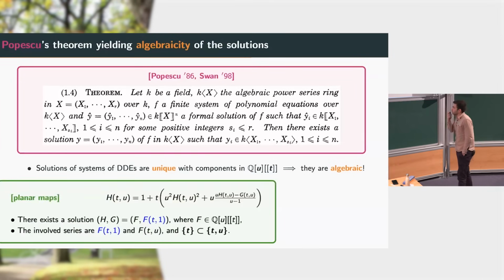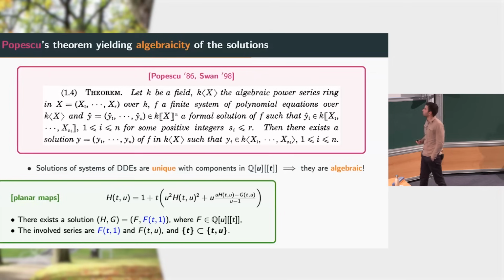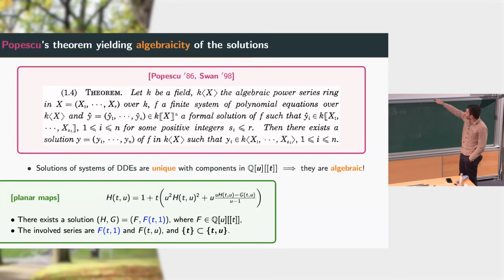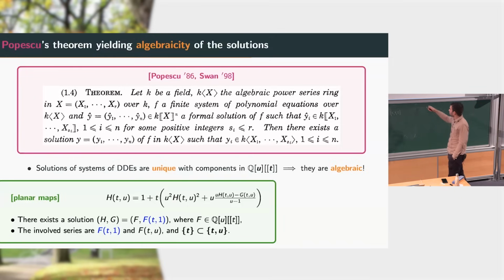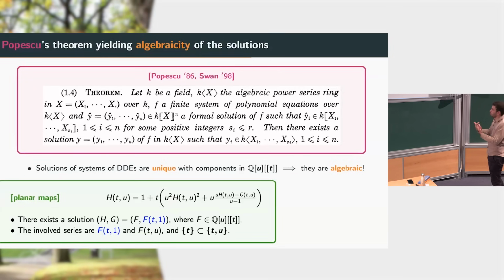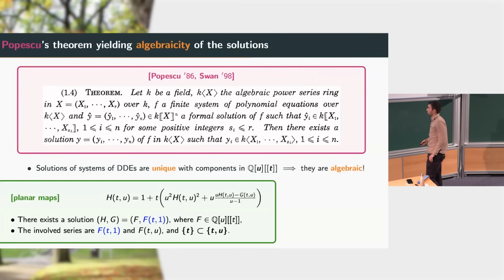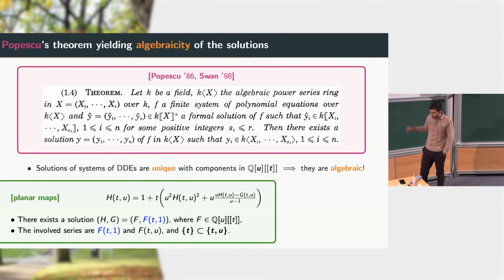Also, let's go back to an example because let's be more precise on this nested condition. So here I take the enumeration of planar maps as we had on the first slide of this talk. And we know that there exists a solution given by f and the specialized solution, f of t1. We have this nested condition. And as we have this nested condition, then there exists, of course, an algebraic series given by Popescu's theorem, and with this nested condition.